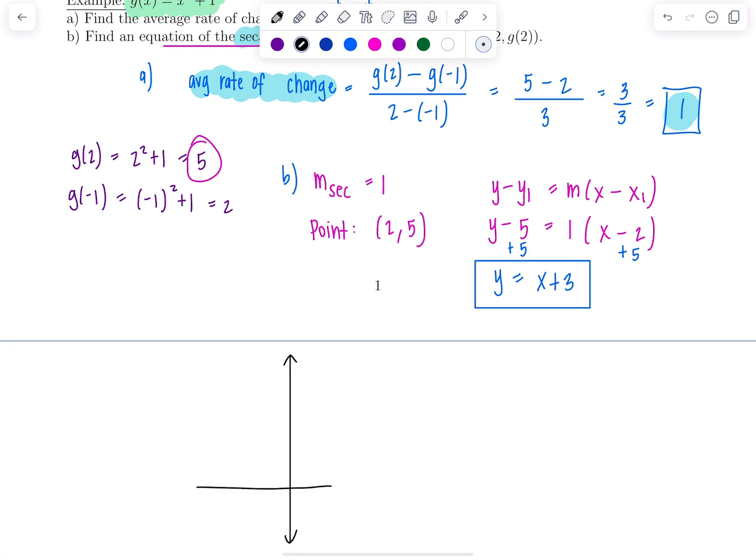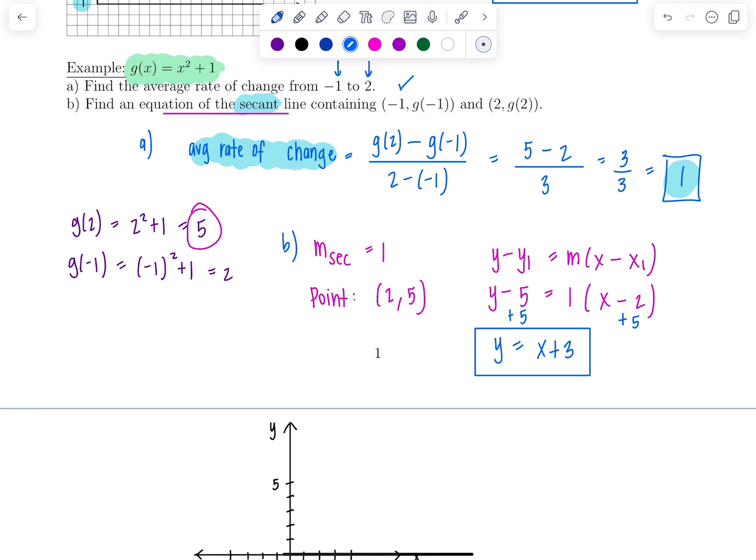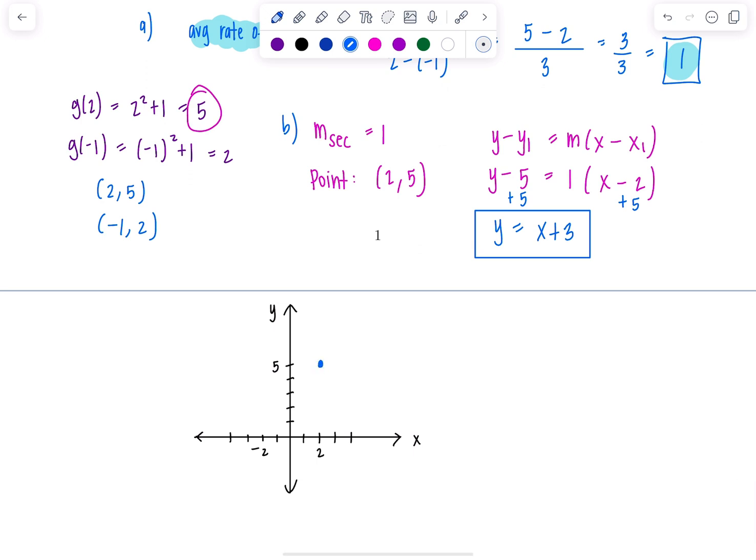Okay. So I'm mostly going to draw this. If you don't know how to graph a parabola yet at all, then you could just go to like Desmos.com or something like that. 1, 2, 3, 4, 5. 1, 2, 3, 4. Okay, I'm going to plot the points here. (-1, g of -1), (2, g of 2). So it's (2, 5) and (-1, 2) that I'm going to plot. This is my secant line.